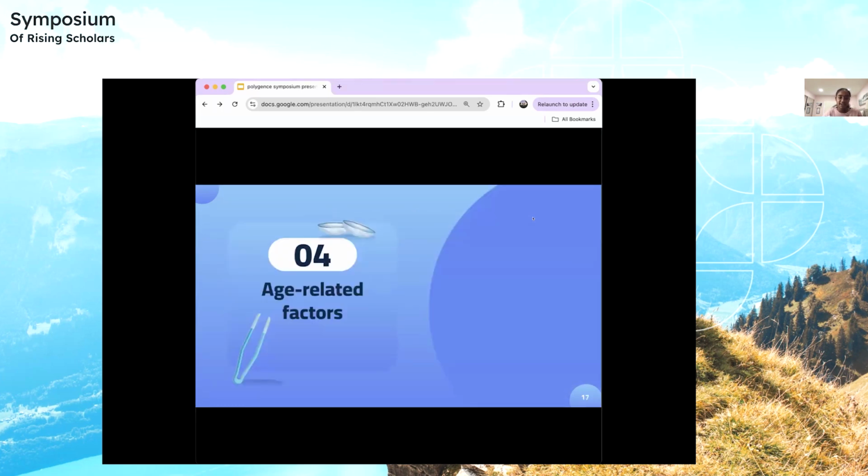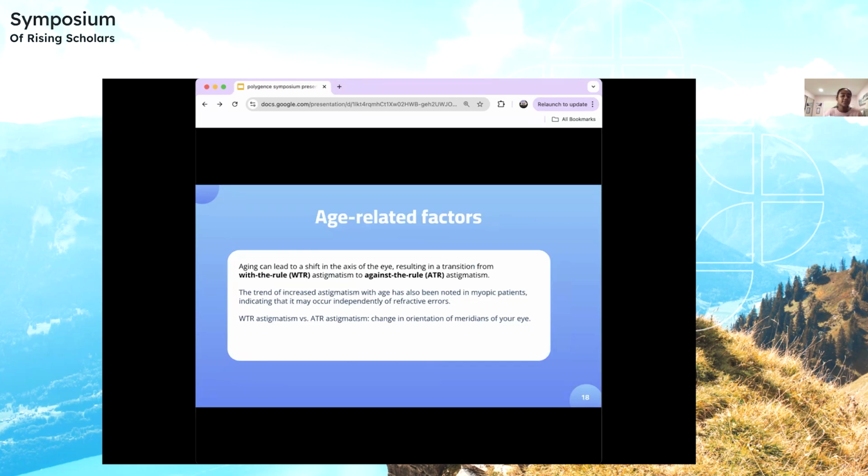Moving on to age-related factors, a study that was researched suggested that aging can lead to a shift in the axis of the eye. So as I mentioned earlier, with the rule astigmatism is when the meridians of your eyes are slightly shifted, and this can happen with against the rule astigmatism as well. And the trend of increased astigmatism with age has also been noted in myopic patients or nearsighted patients, indicating that age can lead to the shift in multiple structures in your eye, and it could cause other conditions other than astigmatism, such as myopia.